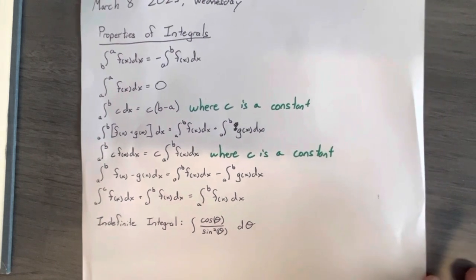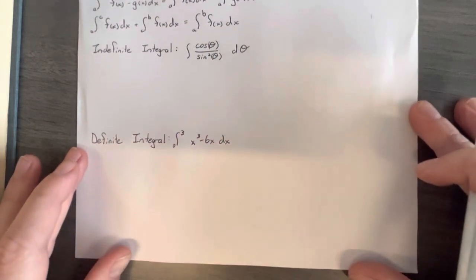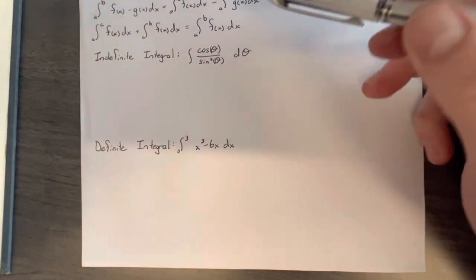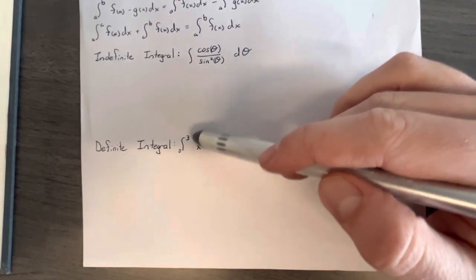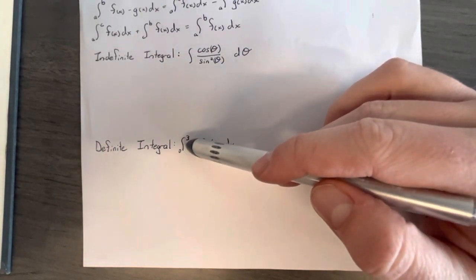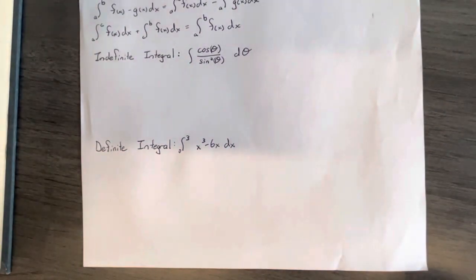The 2 new vocab words that we're using today are indefinite versus definite integrals. An indefinite integral is something where we don't have bounds, whereas a definite integral is where we have bounds. So there is a defined or definite answer, whereas with indefinite, we don't know the exact answer. So let's solve these quickly.